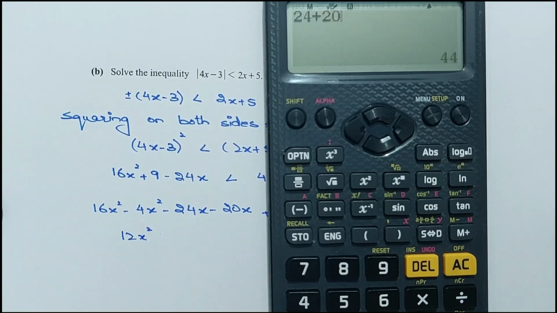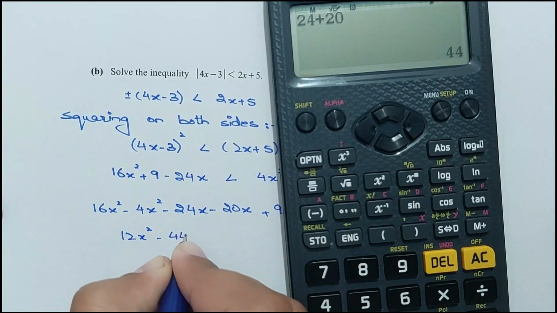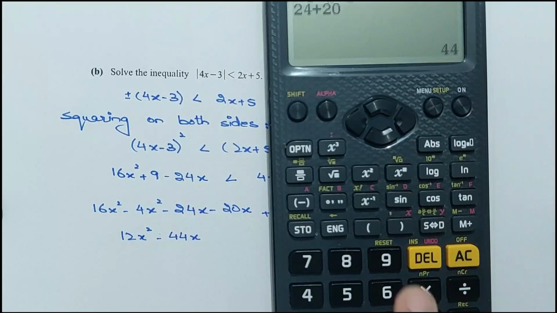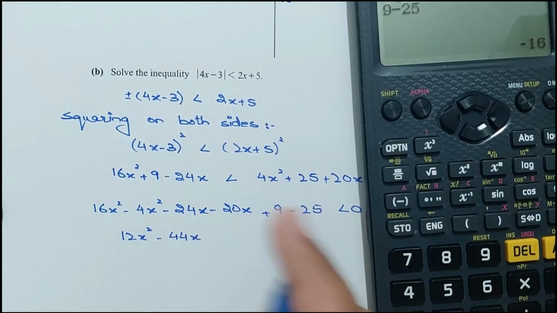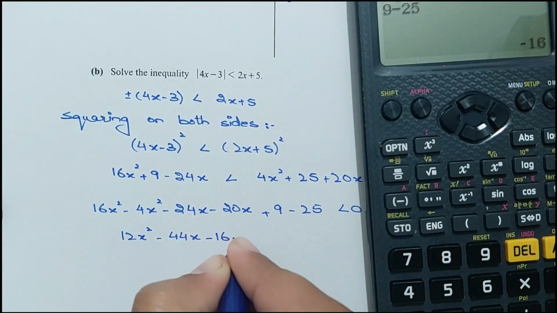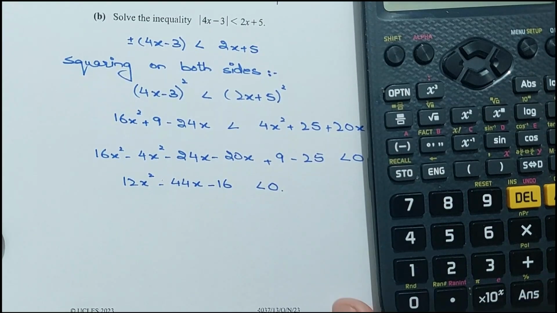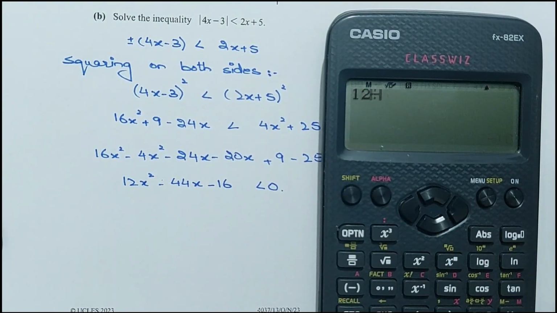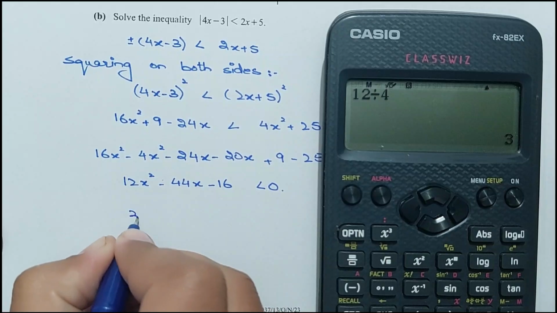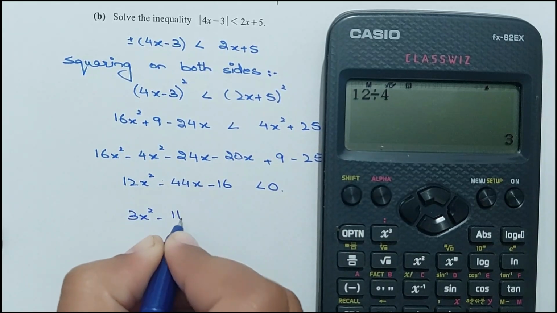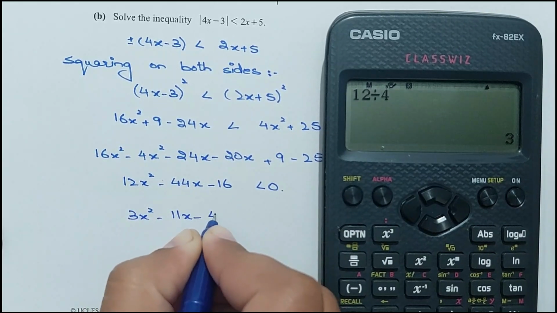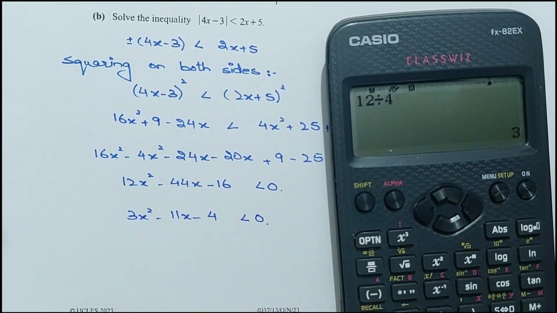24 and 20 is negative 44x, and 9 minus 25 is negative 16. This is less than 0. Let me divide throughout the equation by 4. 12 by 4 is 3x squared minus 11x, and 16 by 4 is 4, so it's minus 4... this is less than 0, right?